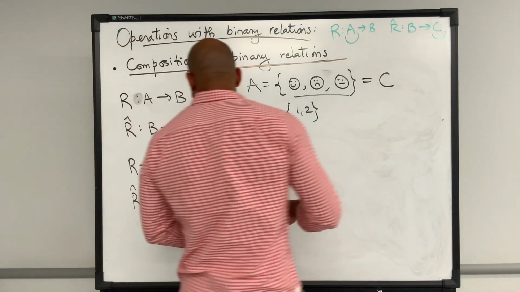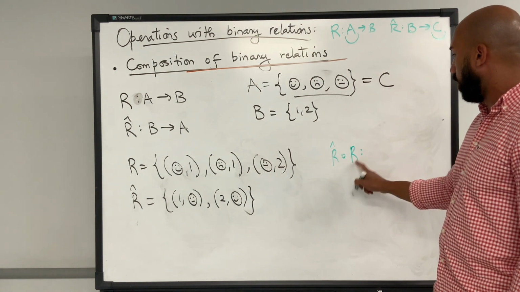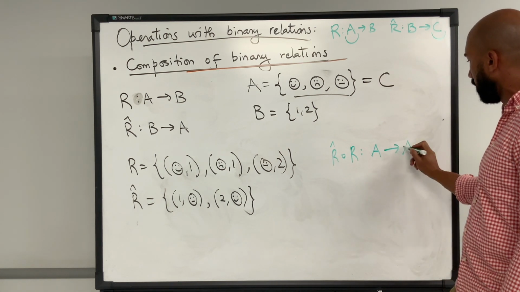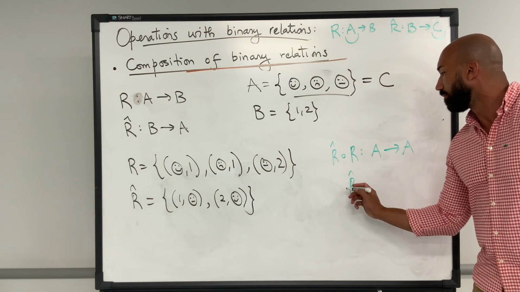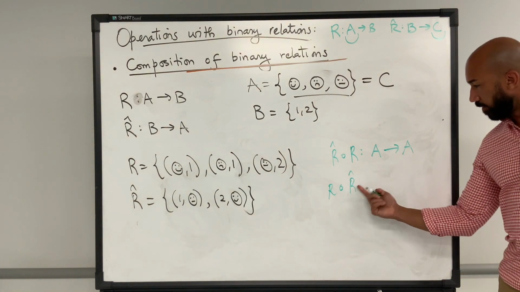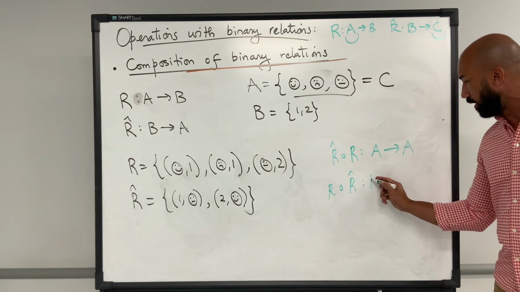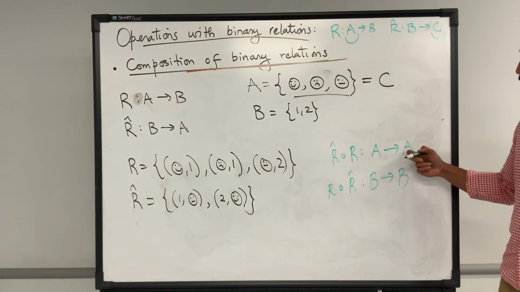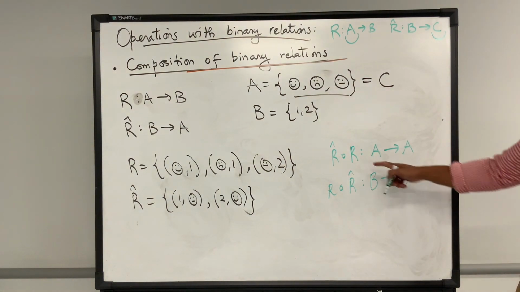Notice now that R composite R hat goes from A to B, from B to A, so from A to A. And R hat composite R goes from B to A, and now this one from A to B, so this goes from B to B. So these are completely different binary relations. The first one goes from A to A, the second one goes from B to B. Which are going to be the pairs in this one?